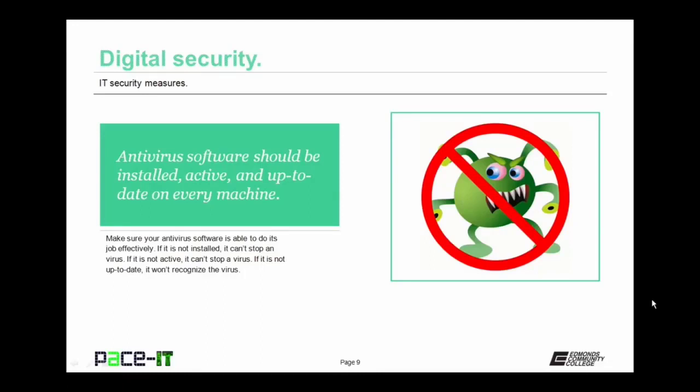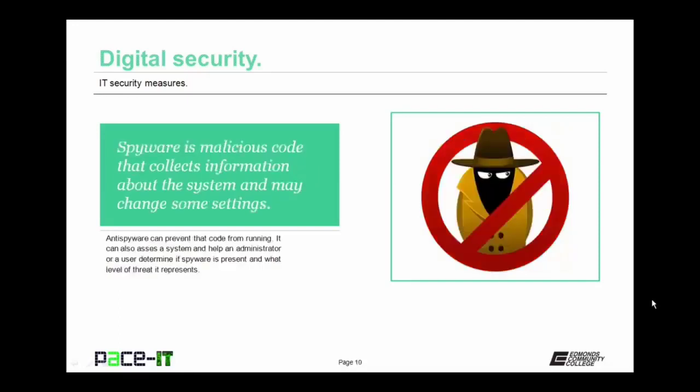Now let's move on to anti-spyware. Anti-spyware is closely related to antivirus. As a matter of fact, a lot of antivirus software packages have anti-spyware built into them. Spyware is malicious code that collects information about a system. It may change some system settings, but what it does is it collects information and then it sends that information off to a remote site.